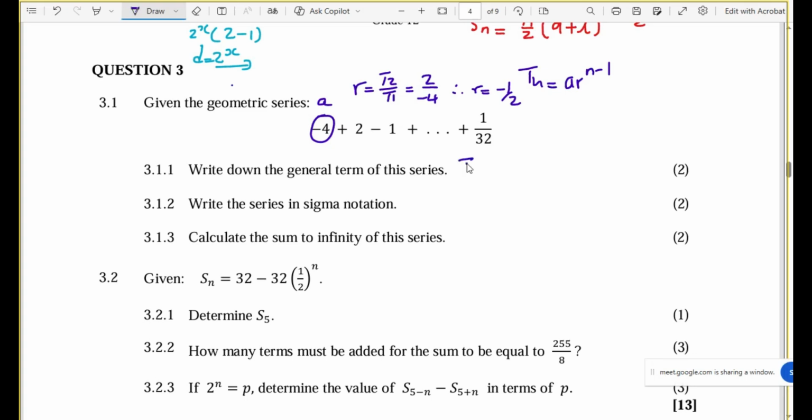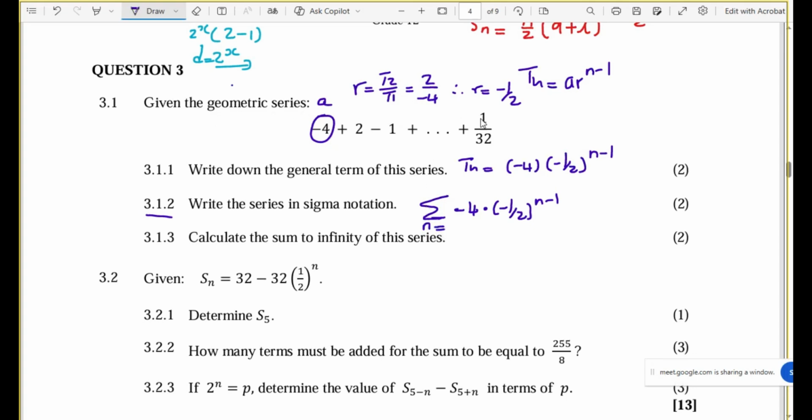So to find Tn, it's equal to, where there's a, I put -4. Where there's r, I put -1/2 to the power n minus 1. Then you are done. Next one, write the series in sigma notation. Remember, if we write the series in sigma notation, it will be in this form. I'm going to first write the general term to the power n minus 1. And then on the bottom, it's going to be n is equal to where the sequence starts.